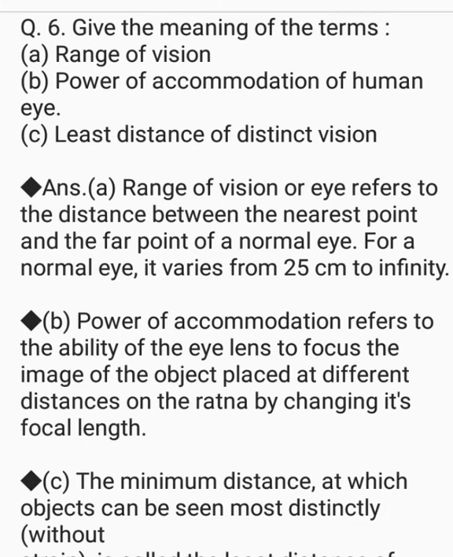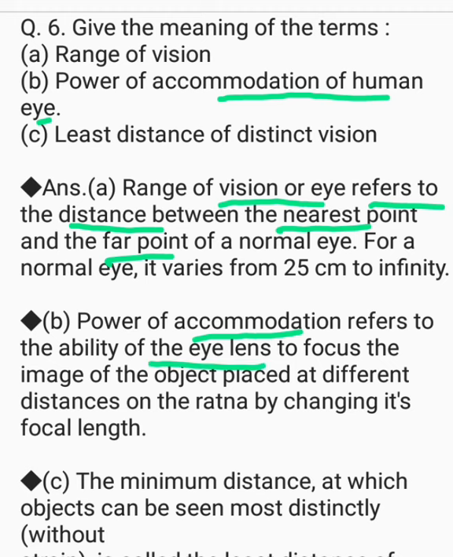Now the next question, range of vision. The range of vision of the eye refers to the distance between the nearest point and the far point of a normal eye. For a normal eye, it varies from 25 cm to infinity. Now the next question, power of accommodation of human eye. Answer, the power of accommodation refers to the ability of the eye lens to focus the image of the object placed at different distances on the retina by changing its focal length.